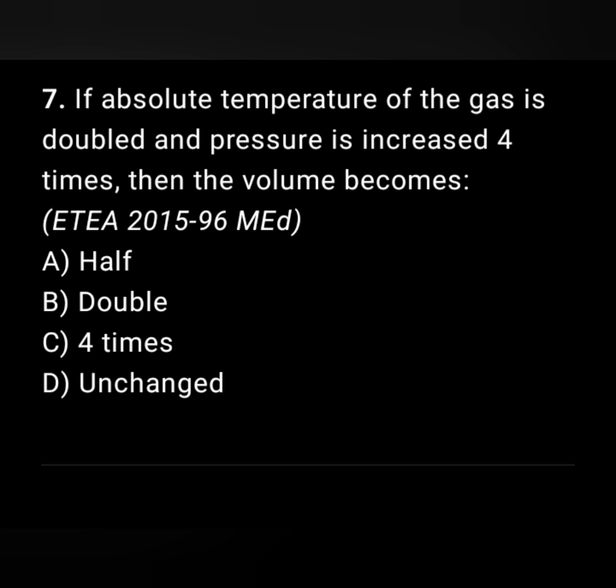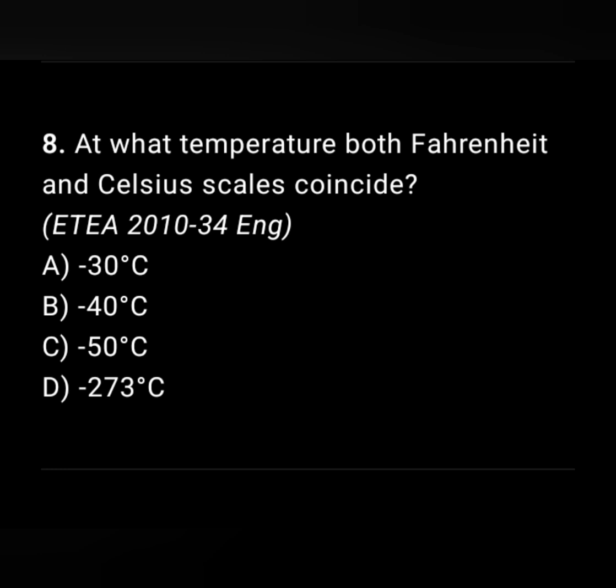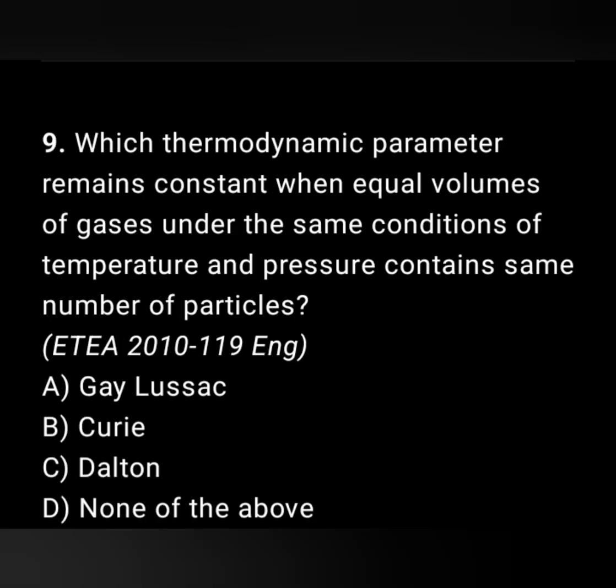8. At what temperature both Fahrenheit and Celsius scales coincide? ETEA 2010-34 Eng. A. -30 degrees Celsius. B. -40 degrees Celsius. C. -50 degrees Celsius. D. -273 degrees Celsius. 9. Which thermodynamic parameter remains constant when equal volumes of gases under the same conditions of temperature and pressure contain same number of particles? ETEA 2010-119 Eng. A. Gay-Lussac. B. Curie. C. Dalton. D. None of the above.